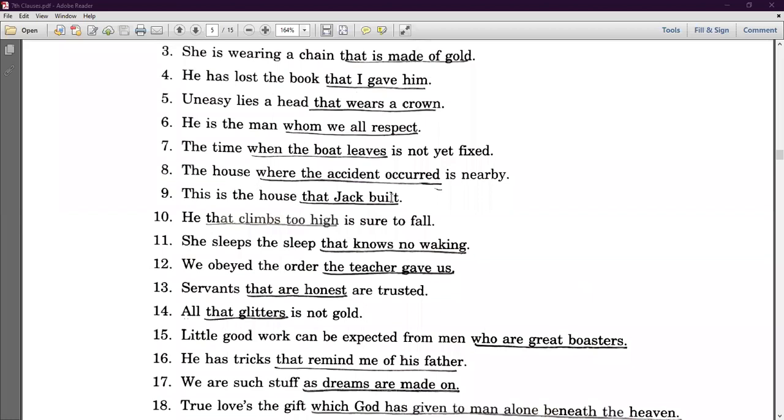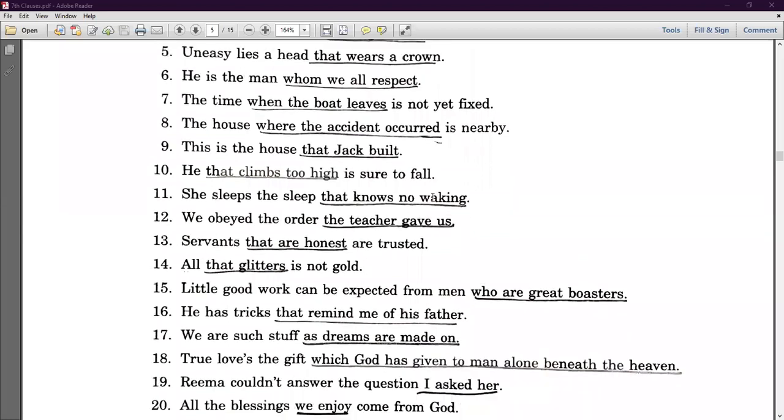This is the house that Jack built. Underline "that Jack built". He that climbs too high is sure to fall; "that climbs too high". She sleeps the sleep that knows no waking. We obeyed the order the teacher gave us. Servants that are honest are trusted. All that glitters is not gold.